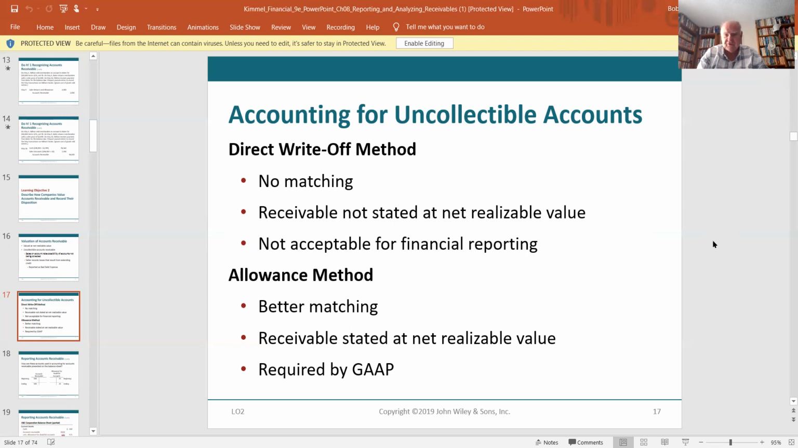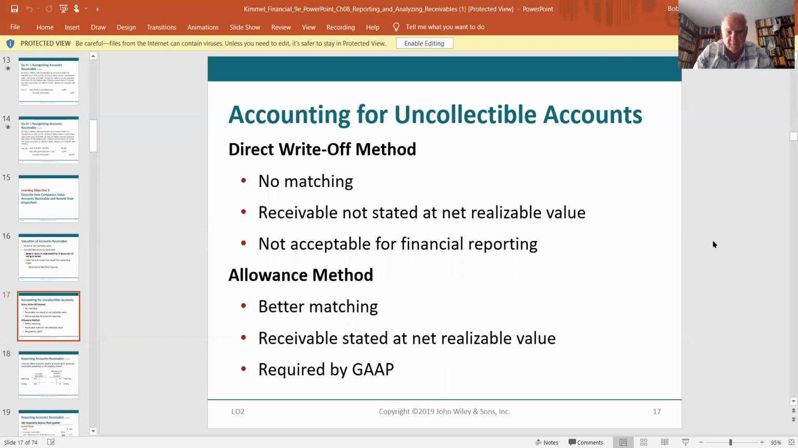And one method is to just wait until we know who was the bum and then write them off. That's the direct method. We don't attempt to anticipate anything. We just wait until there's a bad debt and then record bad debt expense. But there are better methods. And the best one is the allowance method.